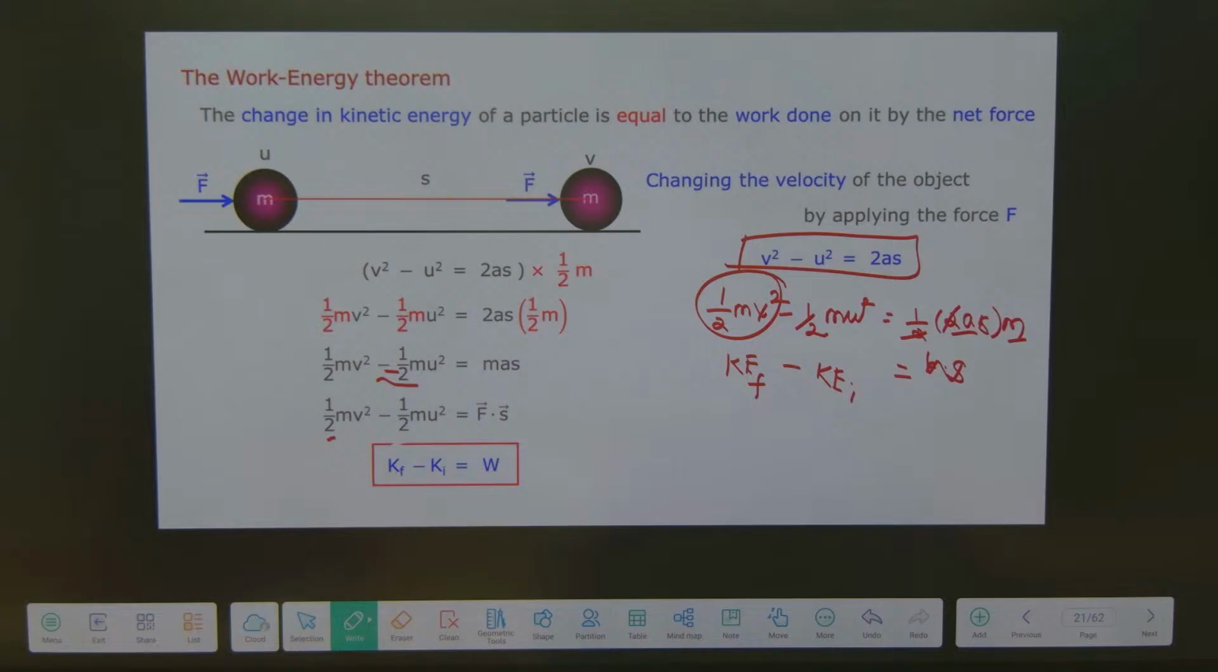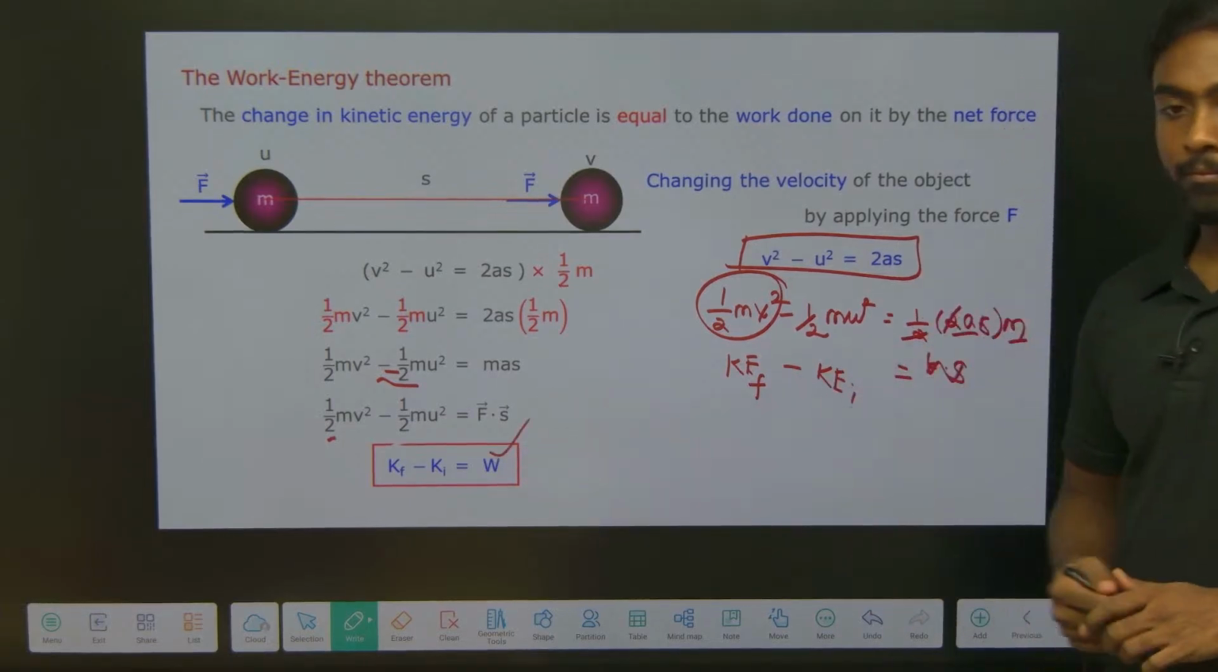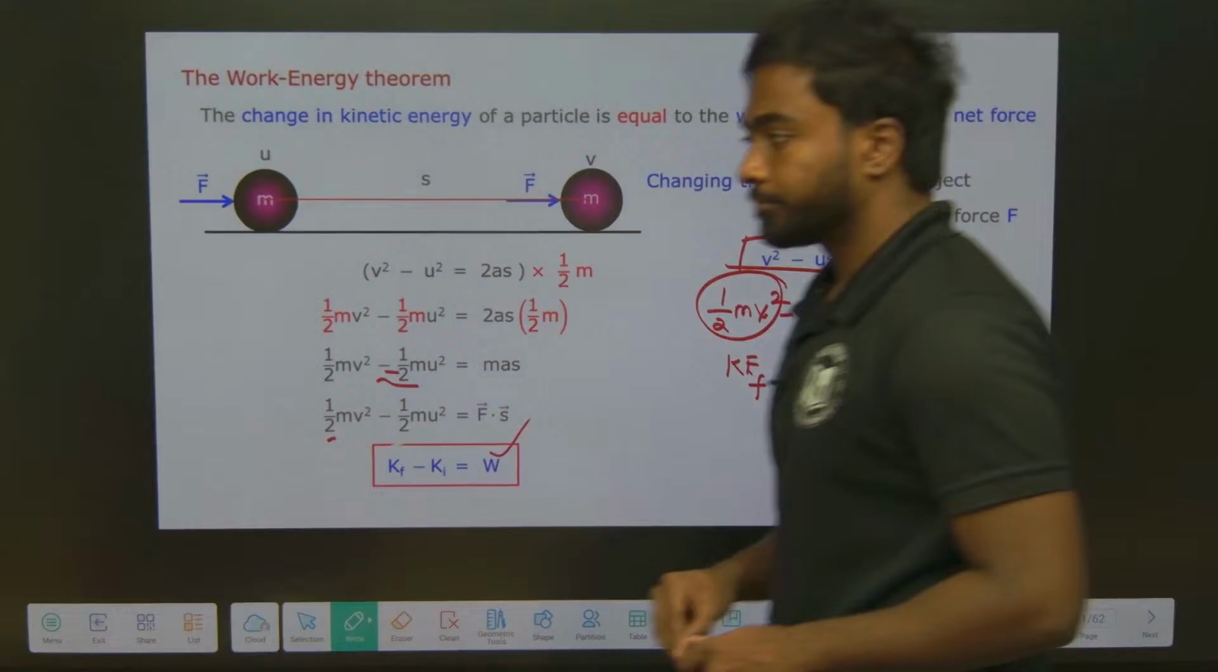If you want, you can take the derivations, and the main formula is this one.